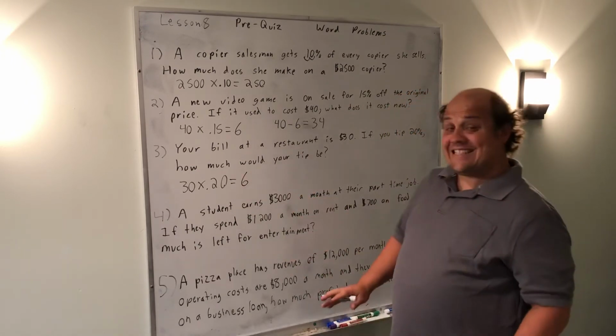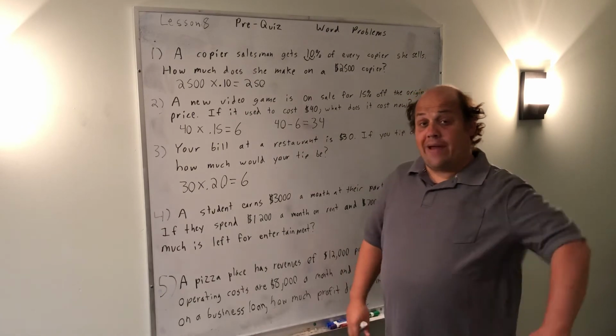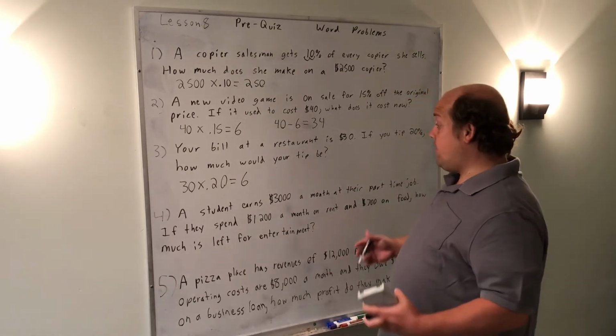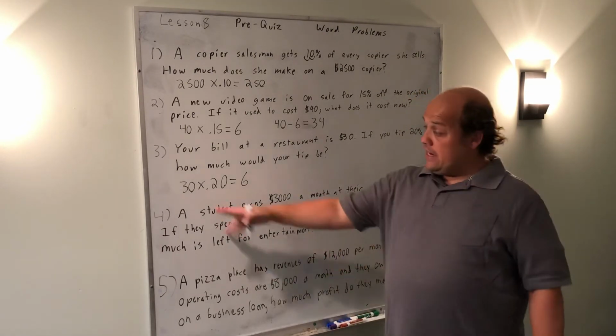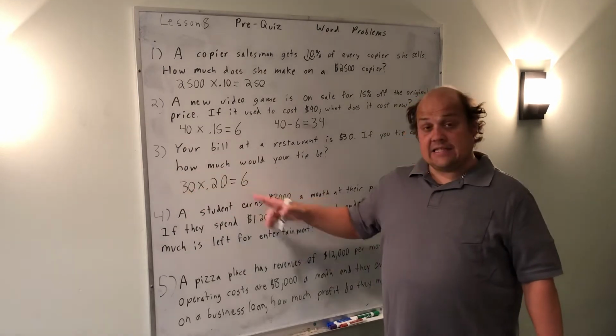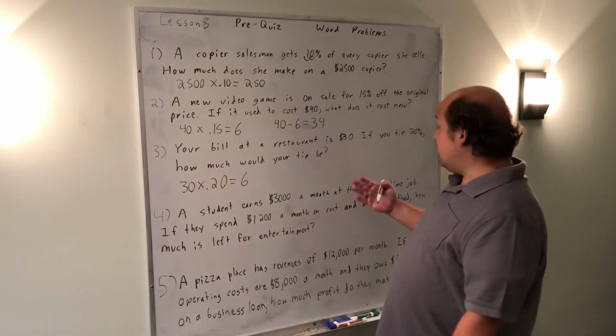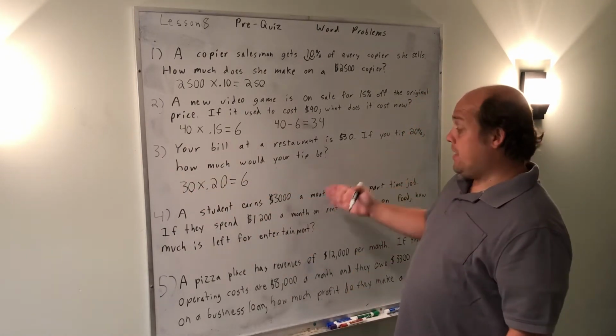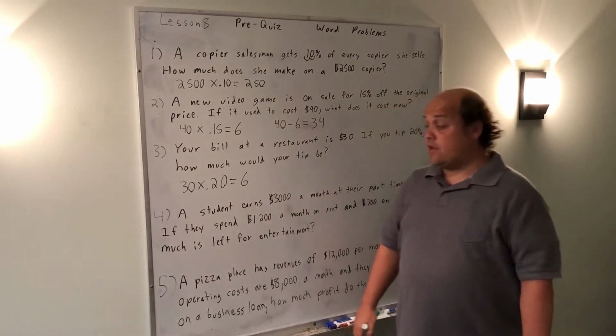In this case, that 6 does represent the full amount of the tip. If it asks how much would your total bill be, I need to take that 30 and add the 6 to get 36. But in this case, they just said, what would the tip be? So the tip is $6.